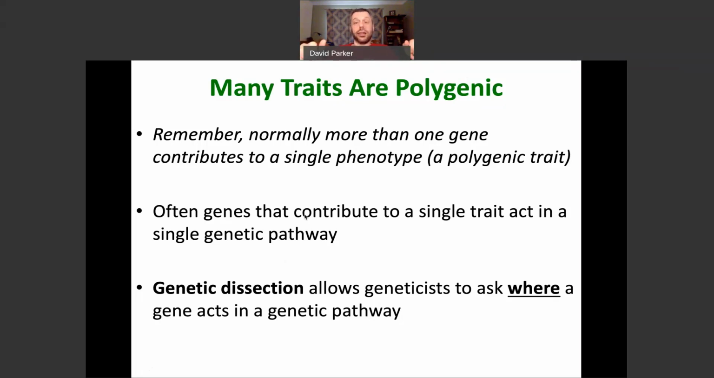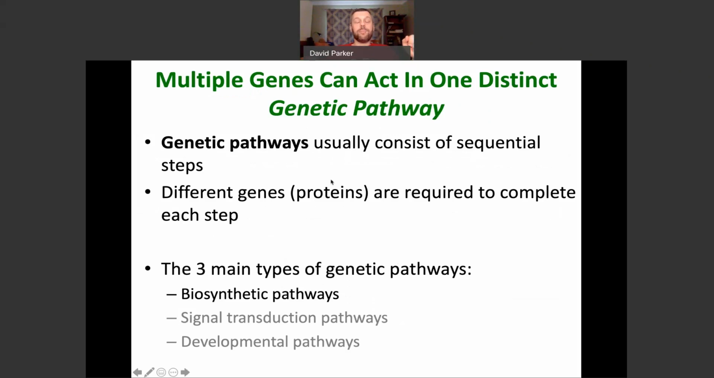So let me explain what I mean by that. Genetic pathways are essentially sequential steps. Each step is governed by a single gene, and you've got to do all the steps in a row before you get to the end and make something that gives you a phenotype, basically. There are three main types of genetic pathways that are studied. We're just going to concentrate on this first one, a biosynthetic pathway.